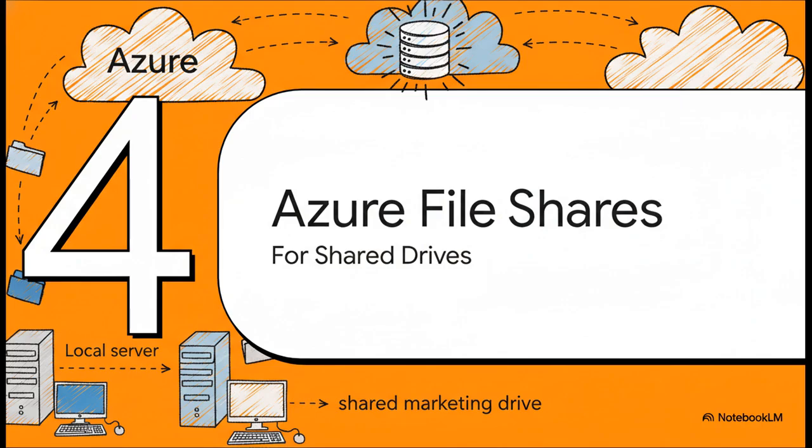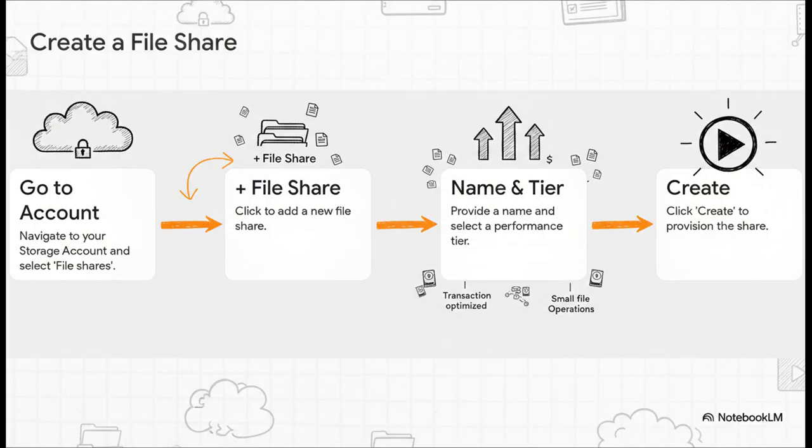Okay, problem 1. The video archive is officially sorted. We've got it optimized and automated. Awesome. Now, let's switch gears and tackle that second problem, the shared marketing drive. We need this thing to feel just like a local server, and for that, we're going to use Azure Files. And guess what? Creating a file share is just as straightforward as creating a blob container. You're in the same storage account, you just click on File Shares this time. Hit the plus button, give your share a name, and pick a tier.